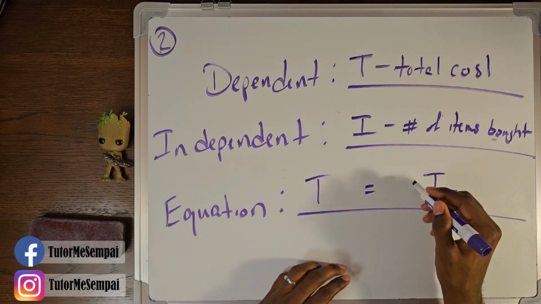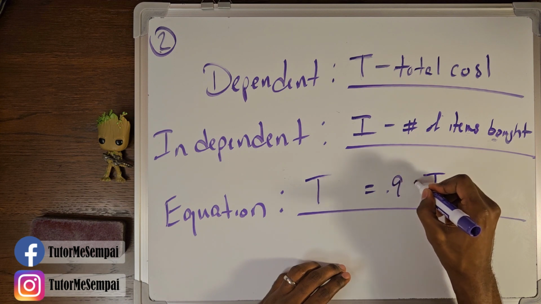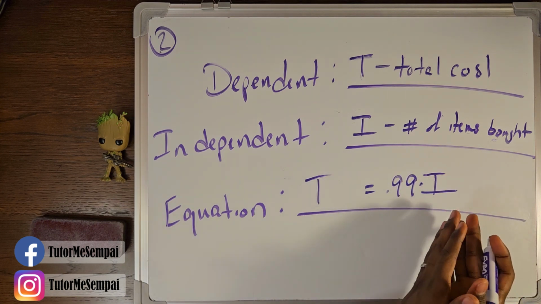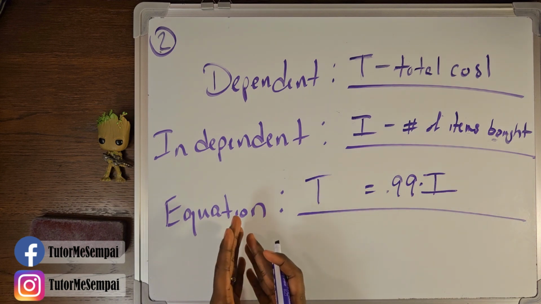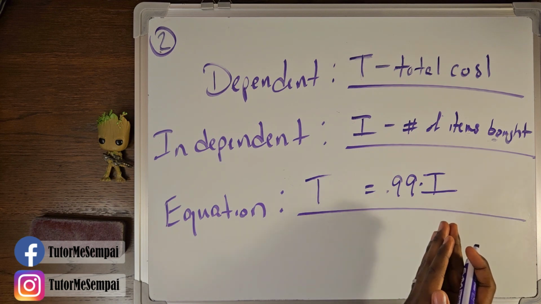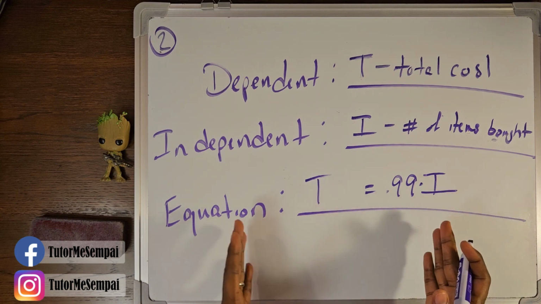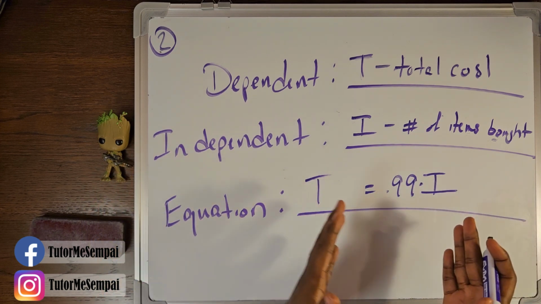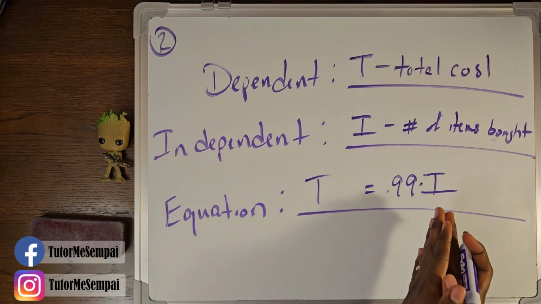So we know that this is going to be 0.99 times I, the amount of items we're going to buy. So our equation for this example is going to be T equals 0.99 times I. And this is going to help us figure out how much our total cost is going to be if we are going to buy a certain number of items.